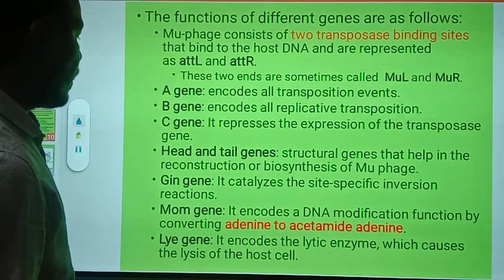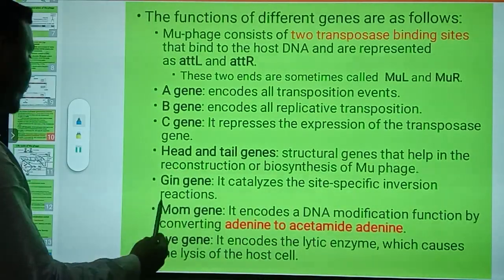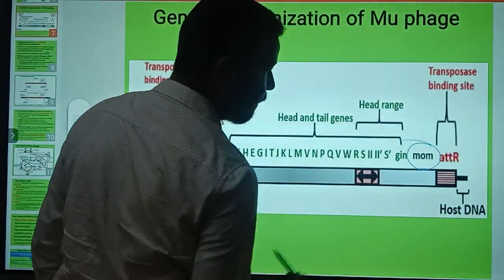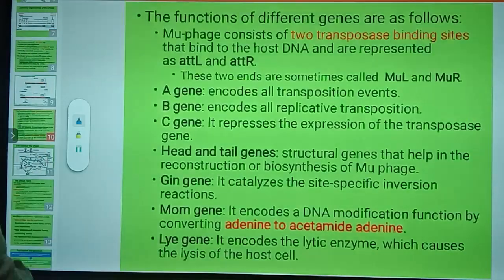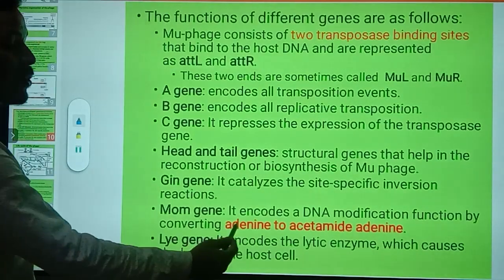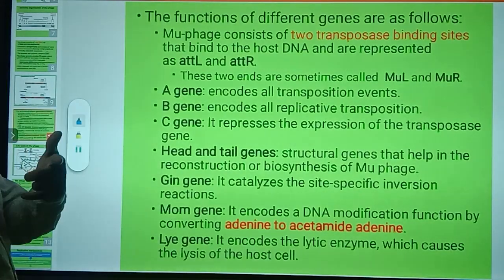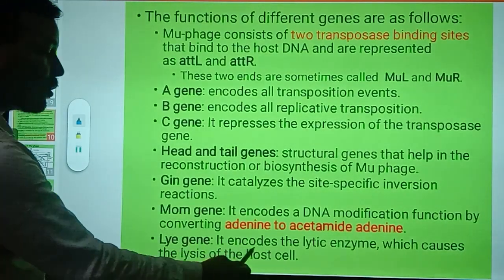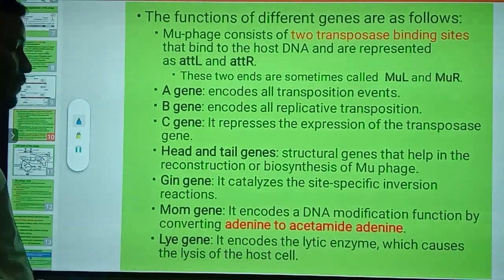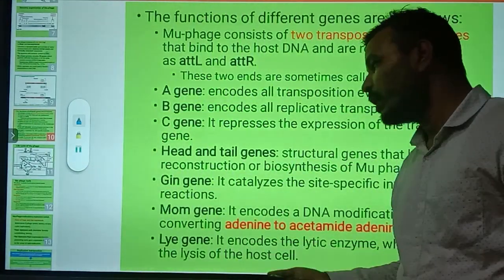Right. Then there is the gin gene. It catalyzes the site-specific inversion reactions. Then there is the mom gene we have seen over here. What does the mom gene do? It encodes a DNA modification function by converting adenine to acetamide adenine, right? Then there is lysis, or lysogenase. It encodes the lytic enzyme which causes the lysis of the host cell, right? As we have seen, they can go for the lytic and lysogenic cycle, right?